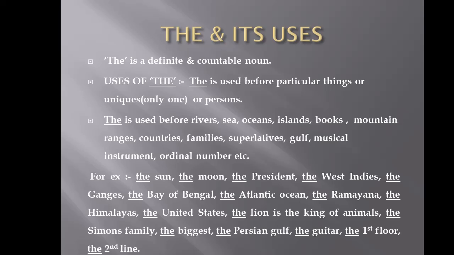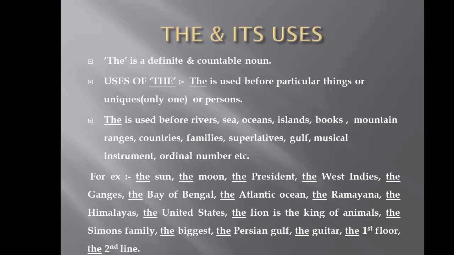The is used before the names of mountain ranges, example the Himalayas. The is used before the names of groups of islands, example the West Indies. The is used before the names of countries and gulfs, example the United States, the Philippines, the Persian Gulf. The is used before the names of rivers, seas and oceans, example the Ganges, the Jamuna, the Bay of Bengal, the Red Sea, the Indian Ocean, the Pacific Ocean.